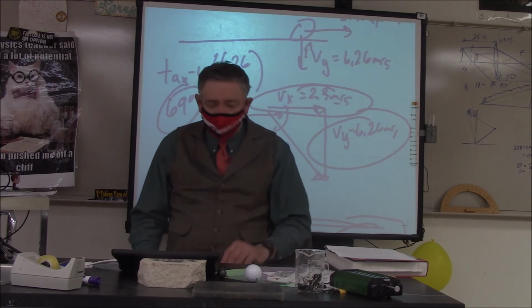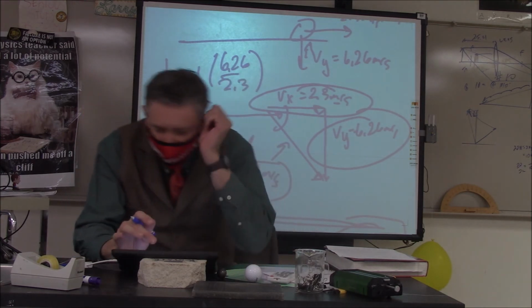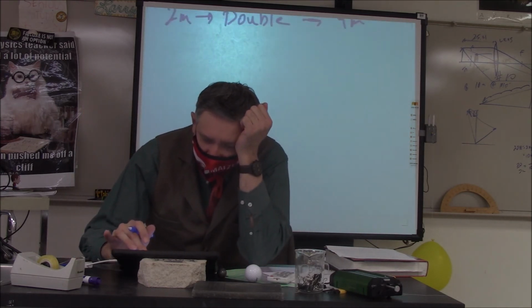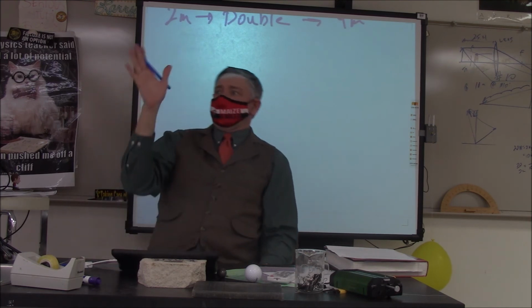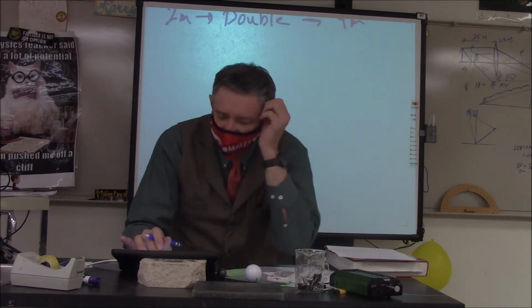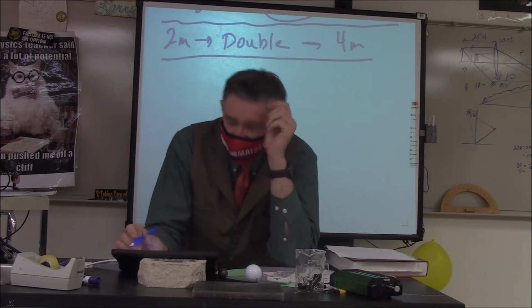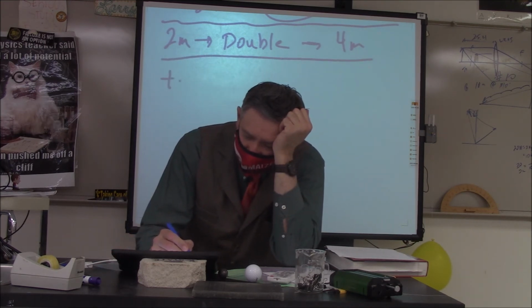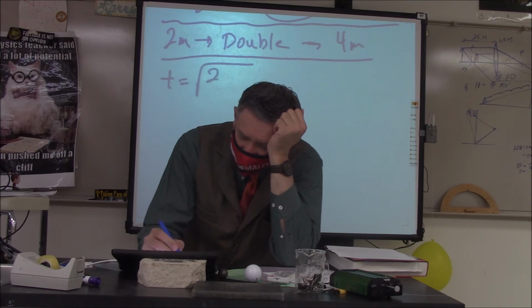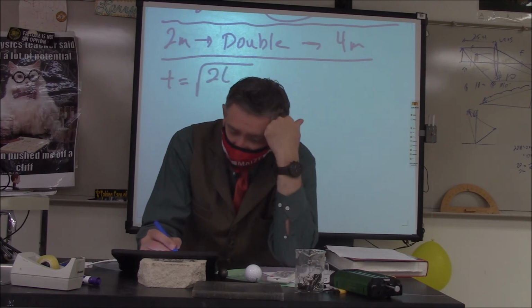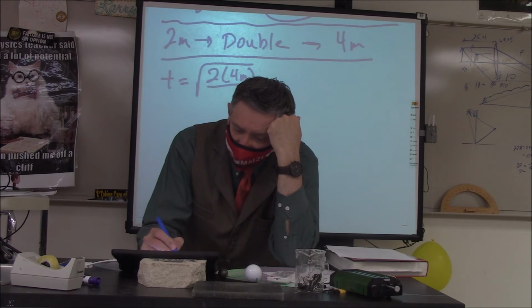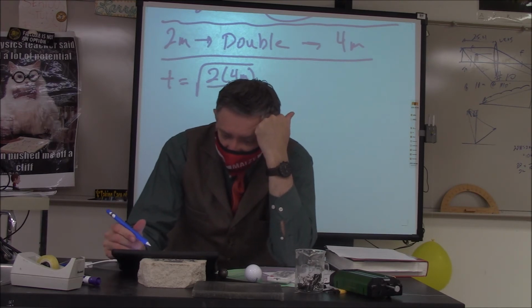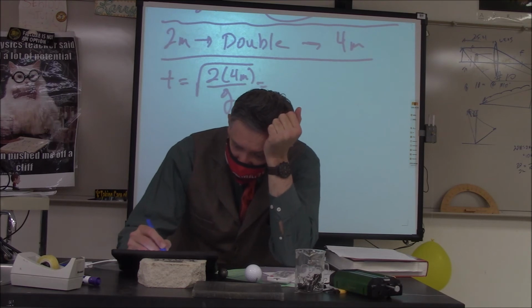Now, what I want to be able to do is quantify this. I want to be able to say exactly how much does that change. Now, there's 2 ways that you can do this. One option is smash mouth physics. I'm just going to take 2 times 4 meters divided by g. So Matt, take 8 divided by 9.8 and the square root of that.